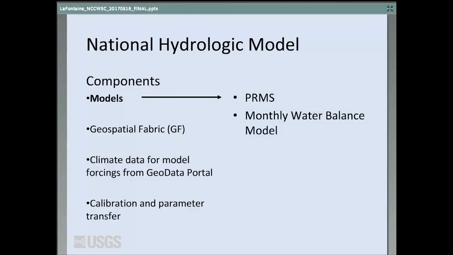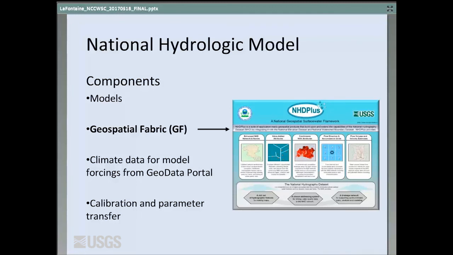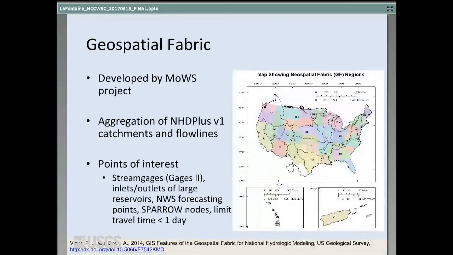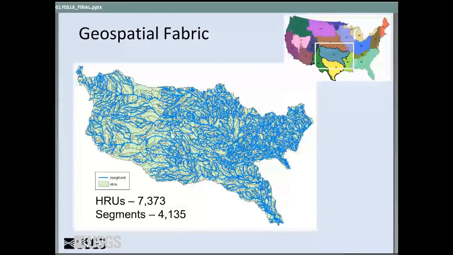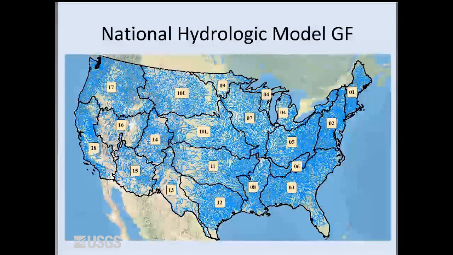So the NHM is set up with two models currently, PRMS and the monthly water balance model. It's based on the geospatial fabric, which is based off the NHD Plus version 1 GIS information. It was developed by the MOWS project, and it took the NHD regions and took all of these catchments and flow lines, of which, for this example region, there are over 200,000 apiece, and boiled it down to something that's manageable and that we can run and test and improve the various parts of the NHM: the 7,300 HRUs and 4,000 segments.